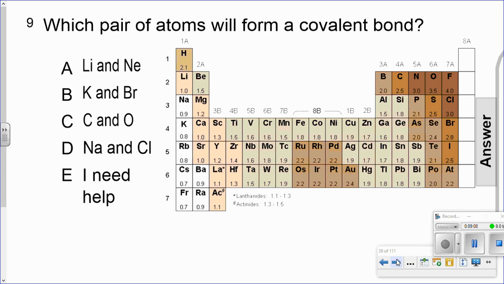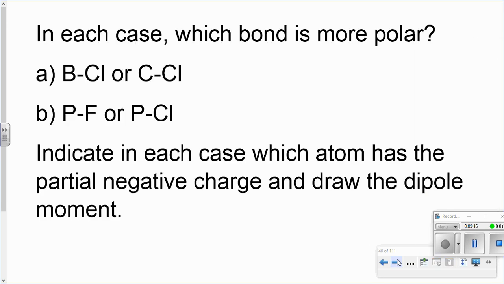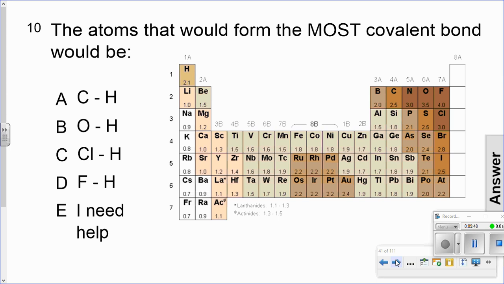So which pairs of atoms will form a covalent bond? See what you can do here. In which case, which bond is more polar? Pause the video when you need to. BCl and CCl are both polar, but BCl is definitely the more polar bond. There's a greater separation between B and Cl versus C and Cl. PF or PCl: anytime you see F involved, that's the more electronegative, and that is a greater separation of electronegativities.